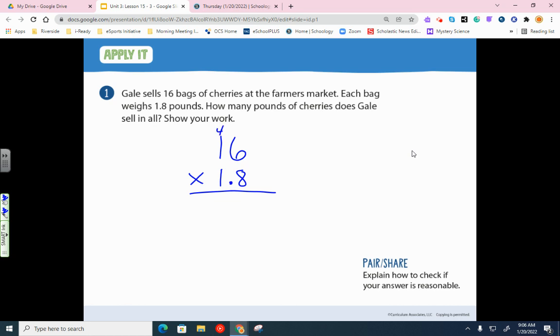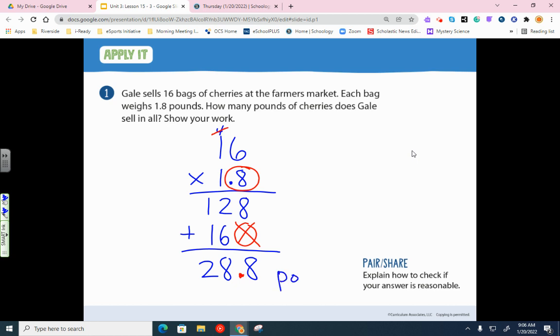8 times 6 is 48. 8 times 1 is 8, plus 4 is 12. Since this is a two-digit multiplication, get our placeholder there, cross this out. 1 times 6 is 6. 1 times 1 is 1. All right, so we got 8, 8, 2. We have one place value shown in one of our factors. So our final answer is going to be 28 8/10 pounds. That's the answer for that first one.